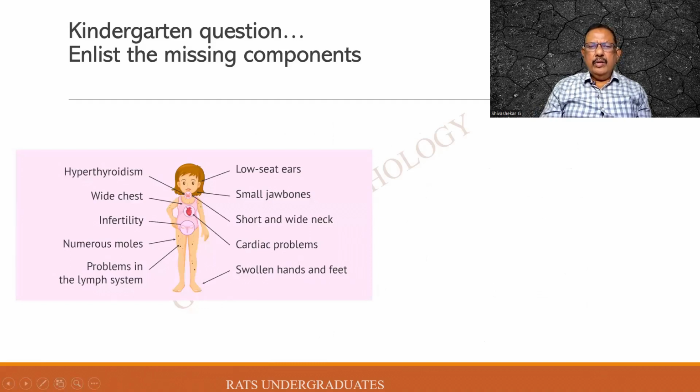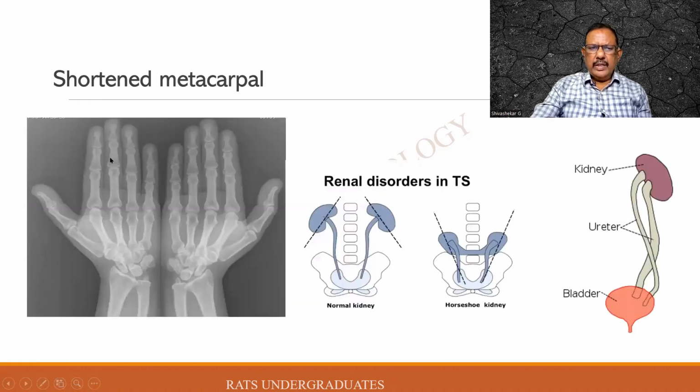The topics or the features I have already mentioned. So here are some of the features such as hypothyroidism, widening of the chest, infertility, short and wide neck, etc. Some are given. Now I would like you people, it's a kindergarten question, kindly enlist the missing components in this picture. If you cannot, go back to the original picture.